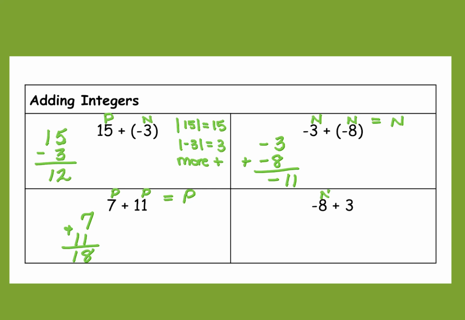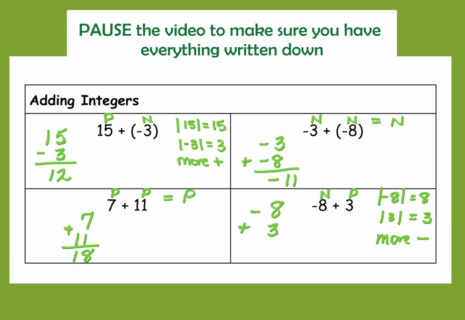Next, we have a negative 8 plus a positive 3, so we have to look at the absolute value of each of these integers to compare and determine which value has more. Do we have more positives or do we have more negatives? The absolute value of negative 8 is 8, and the absolute value of 3 is 3. So in this case, we have more negatives. And after finding the difference, we know that our answer will be negative. Negative 8 plus 3 is negative 5.